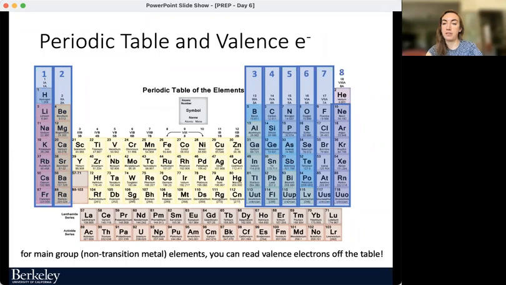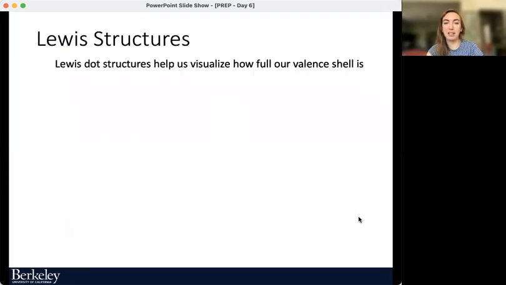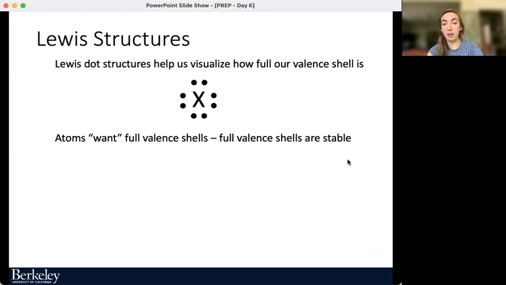Okay. So we're going to talk about covalent bonds today, but we talked about ionic bonds at the end of day 5, so you can go back and review that if you want. But the core idea for any kind of bonding, anything that has to do with electrons, is we can see how full our Lewis dot structure is. So we can see how full our valence shell is by drawing Lewis dot structures, which you also practiced on the homework. And atoms want full valence shells. Full valence shells are stable.